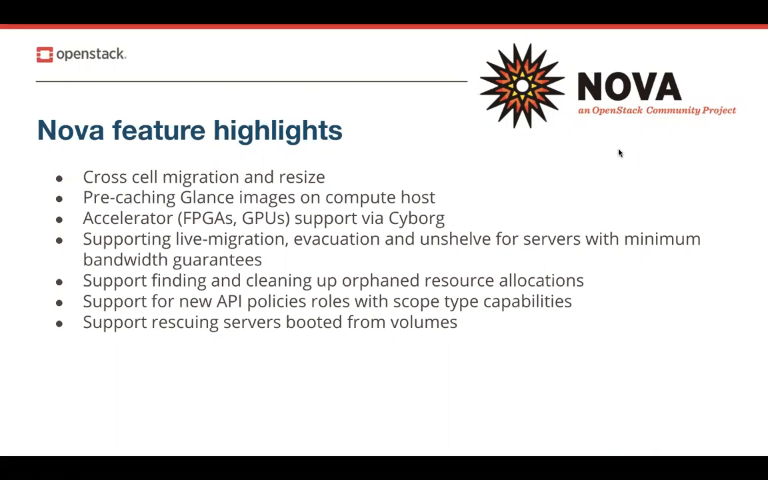Nova will contact Cyborg during the server creation process and ask Cyborg to prepare the requested devices in the device profile. By that Cyborg will find devices and load software on the FPGAs, for example, and then it will let Nova know when the device is ready. When Nova creates the VM in the hypervisor, it will attach the Cyborg devices to that VM. So by that, you can create servers with FPGAs and physical GPUs accelerating your processing in that VM.